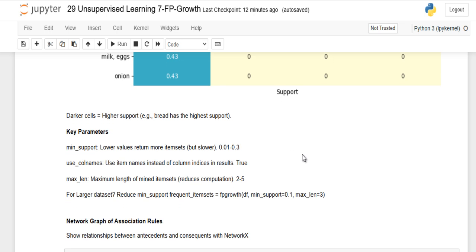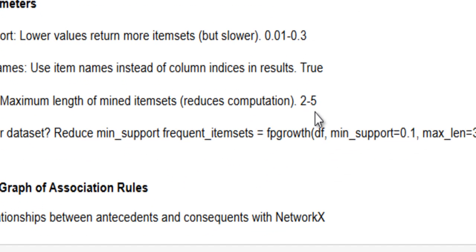Key parameters can also be changed here. Minimum support: a lower value returns more, which I've explained before. Use columns: use item names instead of column name indices in the result, which is true. Maximum length of the item set, which should reduce computation, 2 to 5. For larger data sets, we reduce minimum support, and frequent item set equals FP growth.